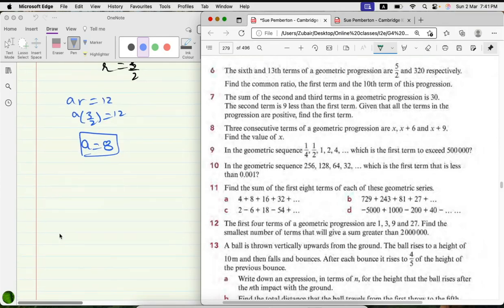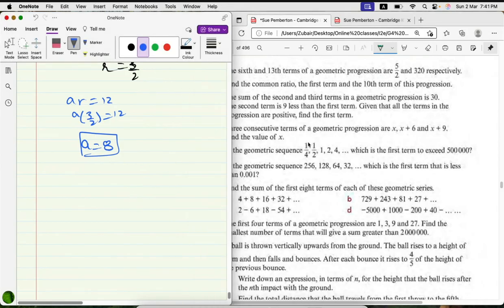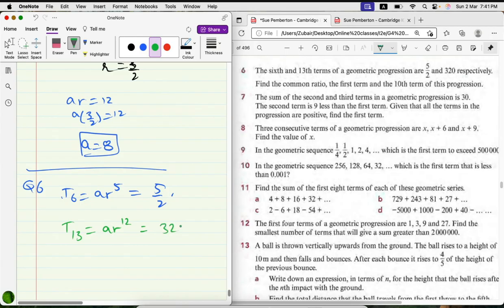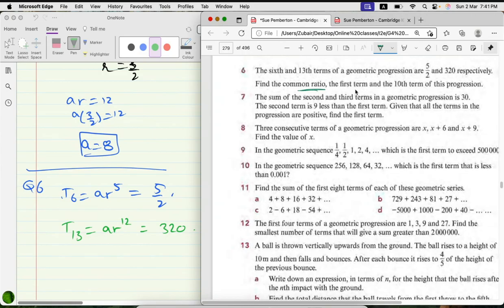Okay, it says the sixth and 13th terms are 5 by 2 and 320. So when we're talking about the sixth term, it is A R raised to power 5 and the sixth term is 5 by 2. On the other hand, the 13th term is A R raised to power 12, which is equal to 320. Find R and first term and then the 10th term.